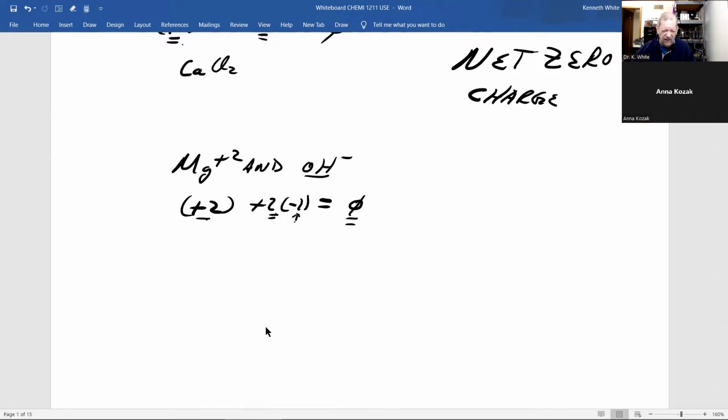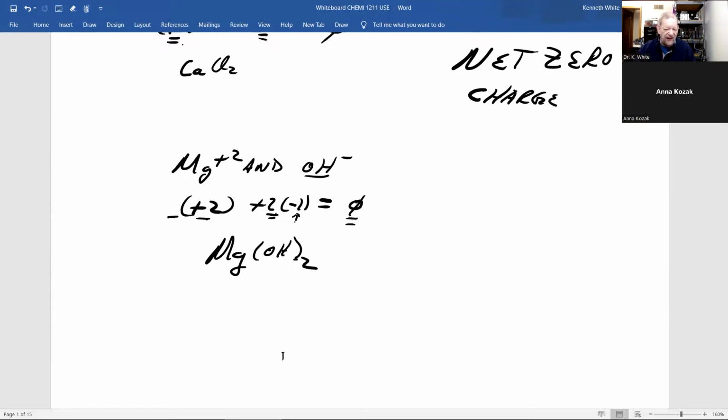Now, what does that mean in terms of the empirical formula? Well, there's no number in front of the +2, so you have 1 magnesium. Now, because the number in front of the hydroxide is 2, how do you do 2 of those? Well, you put it in a bracket like this, and then subscript to the right, after closing the bracket, you put the number 2. And that's the simplest empirical formula.